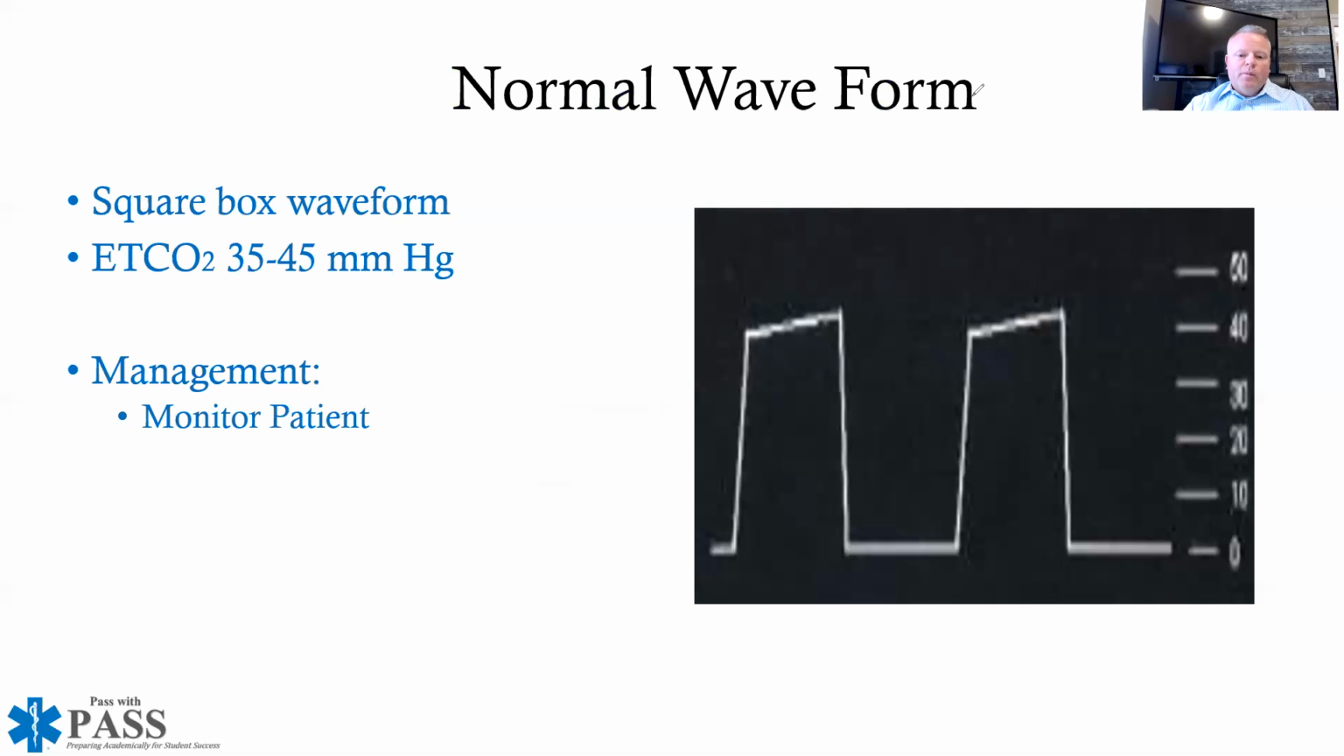So a normal waveform, this is what it should look like. My end-tidal CO2 is 35 to 45. Here are the numbers, 0 all the way up to 50. If I drew a straight line over here, it would be somewhere in the 40s, right? I've got an end-tidal CO2 of 42. We know that that is said to be normal range. So our treatment here would simply be to monitor the patient. That's all we would have to do.